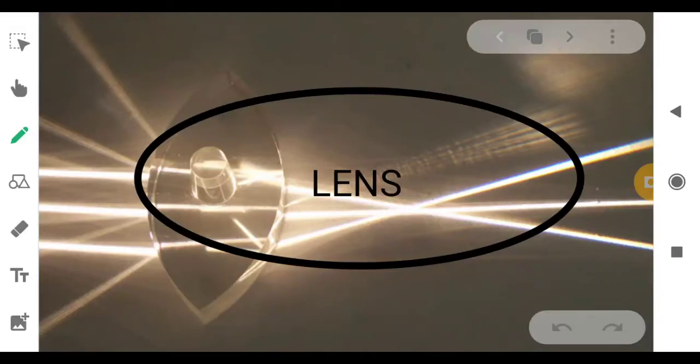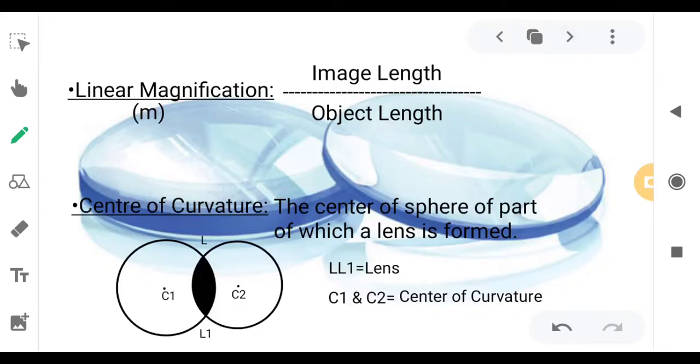In this video, we'll try to understand the chapter lens and we will try to understand the basic concepts. So let's begin with some basic and fundamental definitions. First one is linear magnification. Linear magnification is image length by object length and it is denoted by m.